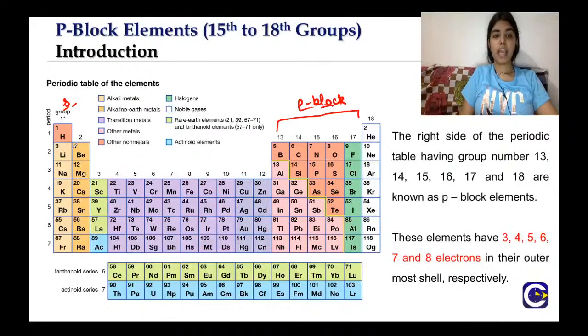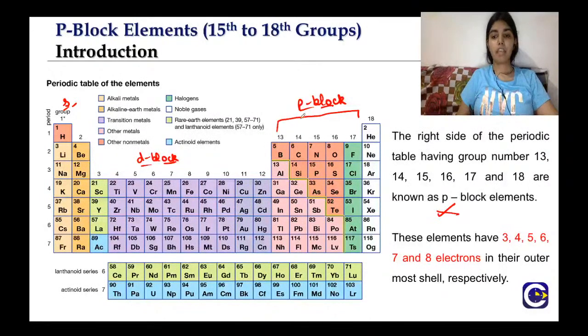While in between the S and the P block, if you see, there are D block elements, right? So, as they are behaving as a transition between S and P block elements, therefore, the D block elements are also known as the transition elements, right? So, here on the right hand side of the periodic table, you will be having group number 13 to 18, which are known as P block elements.